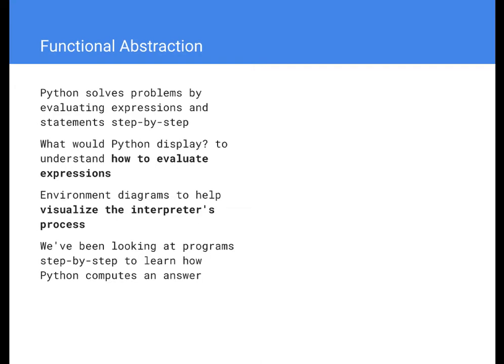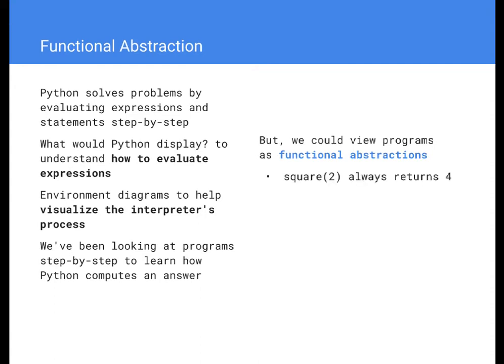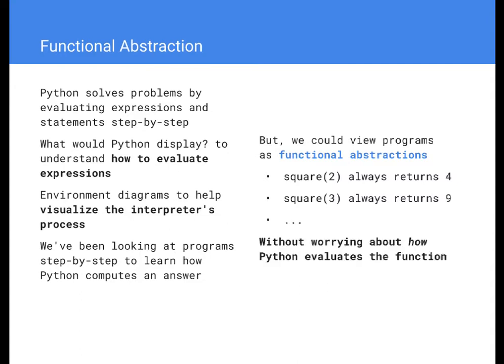But we're going to do a little bit of a change here. For this week, we're talking about functional abstraction. So we think of it in terms of behavior. Square of 2 returns 4. Square of 3 returns 9, and so forth. So the key difference is that we've been doing this up to now, and now we're going to shift more towards thinking about it in larger terms, more abstractly.